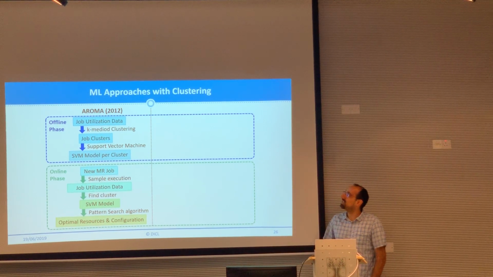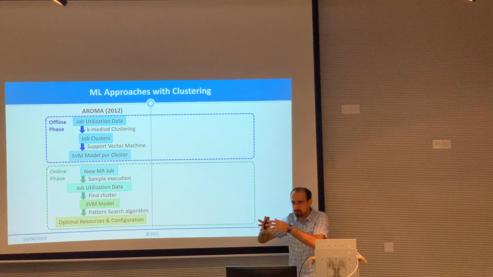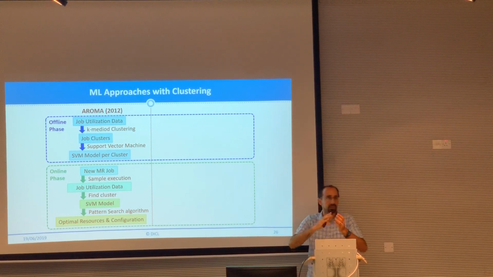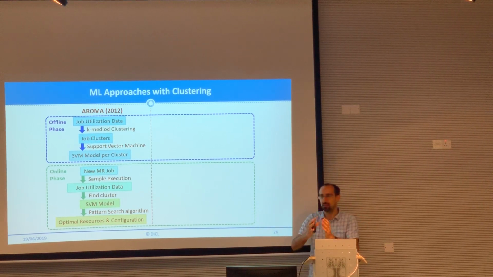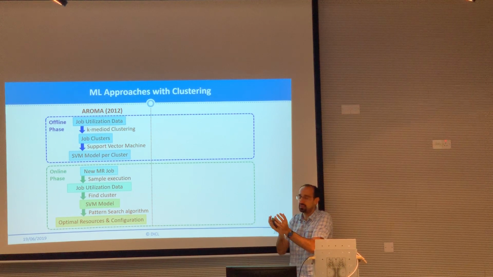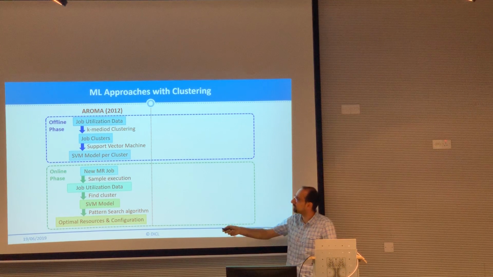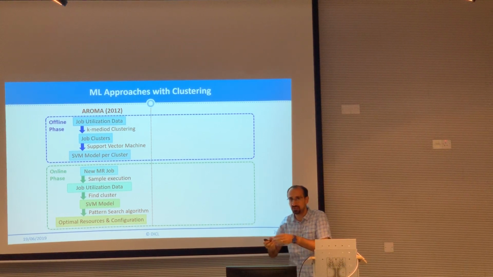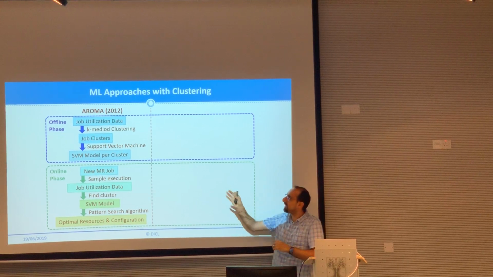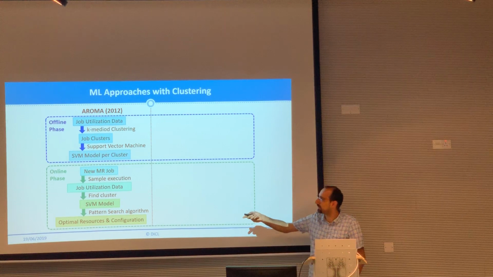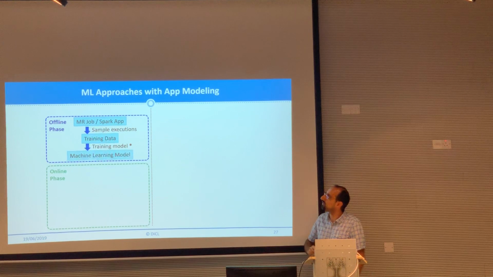A different way of using machine learning is actually with clustering. So the idea is you execute jobs, you collect utilization data, CPU, memory, etc., and then you cluster the jobs based on the utilization data patterns. And then you can build models for each cluster, so when a new MapReduce job comes in, you do a little sample execution, you see the utilization pattern, you see which cluster it belongs to, and then you take the model that you've built. And this is a similar approach, I'll skip it.